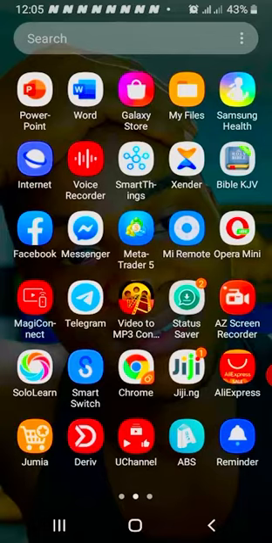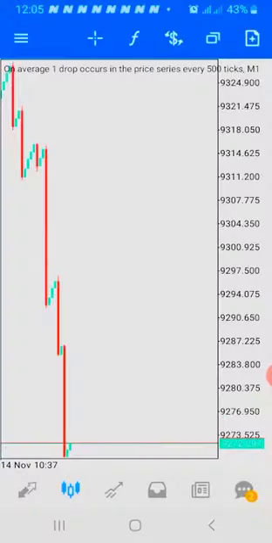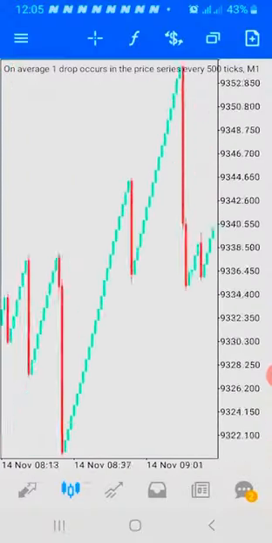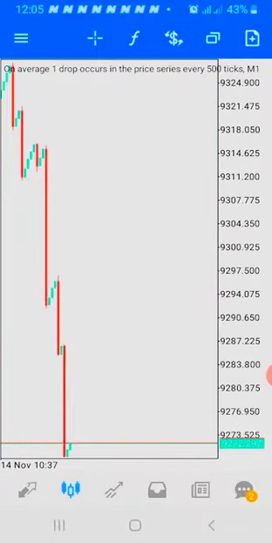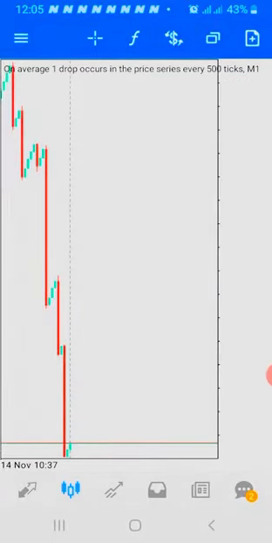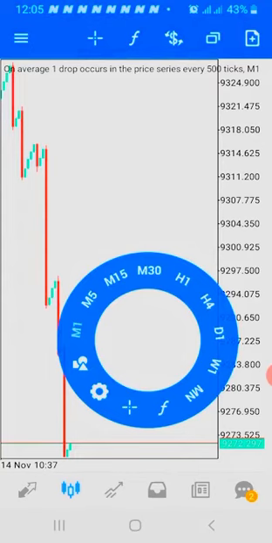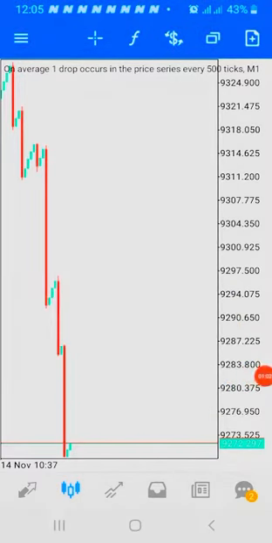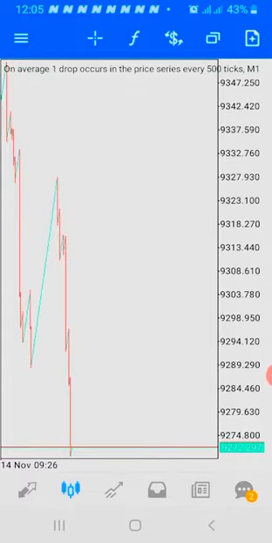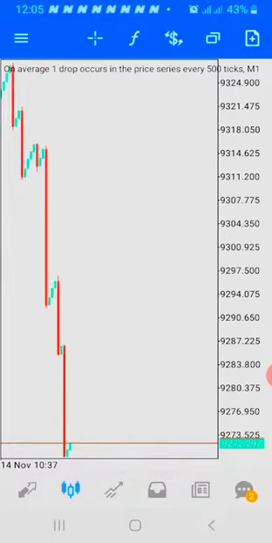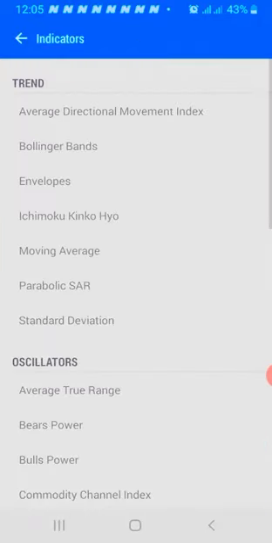So this is how this strategy works. You open your MT5 and this is crash and boom. This is my 1 minute time frame, as you can see. And this is the 3-level zoom. This is the first level zoom, second level, and the third level zoom. So we are using the third level zoom. Then what you need to do is click on the indicator tab.